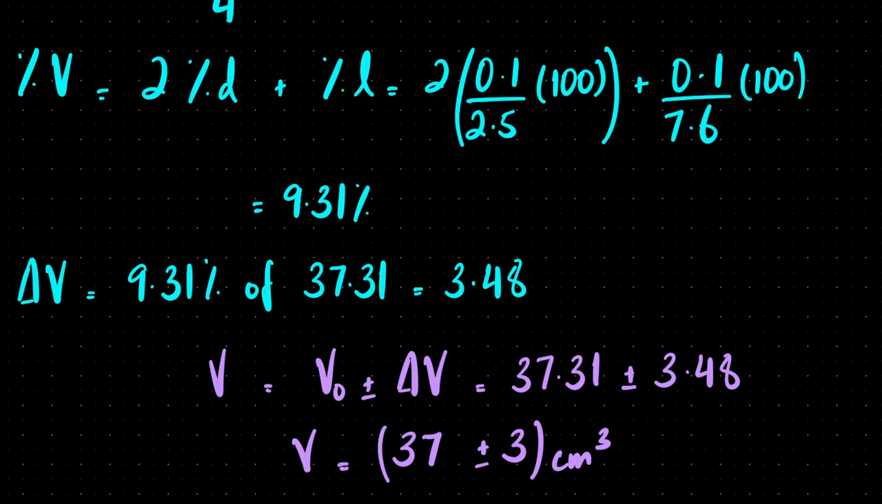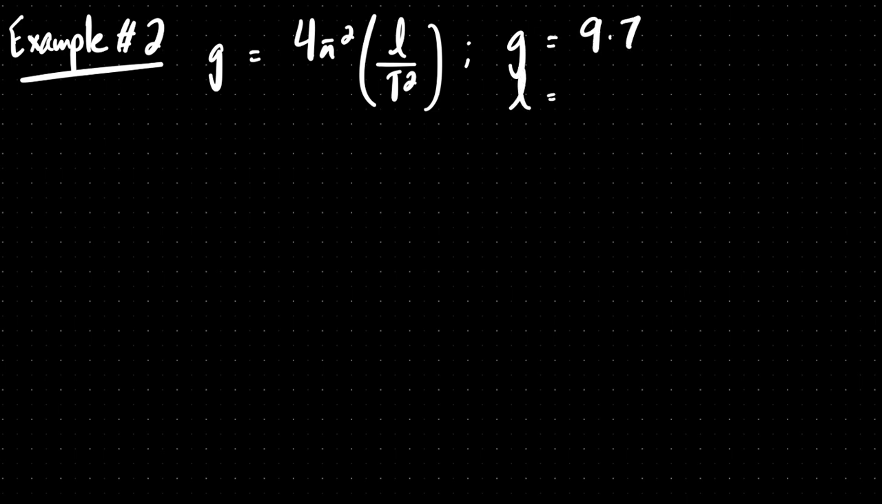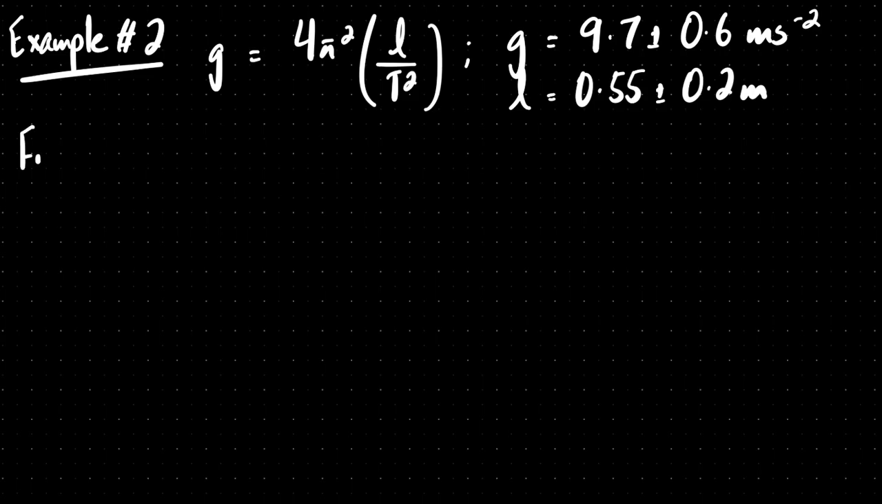Let's do another one. So example number 2. The relationship given in this case is this. And you are given these quantities along with their absolute uncertainties. So you're given G and L. G is 9.7 plus or minus 0.6 meter per second square, and L is 0.55 plus or minus 0.2 meters. And the question says find T along with its absolute uncertainty.